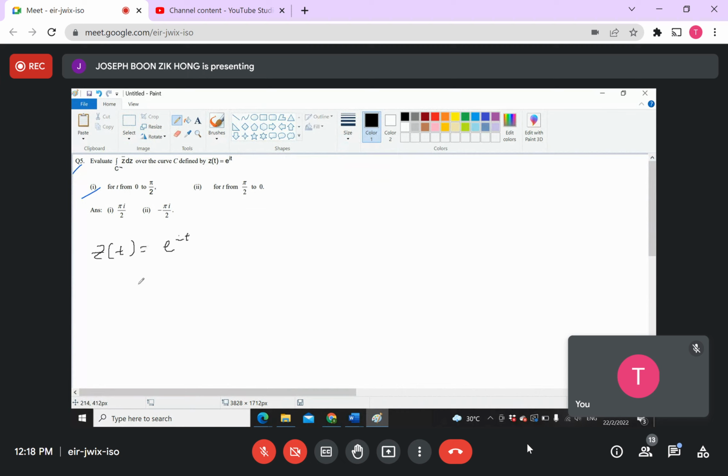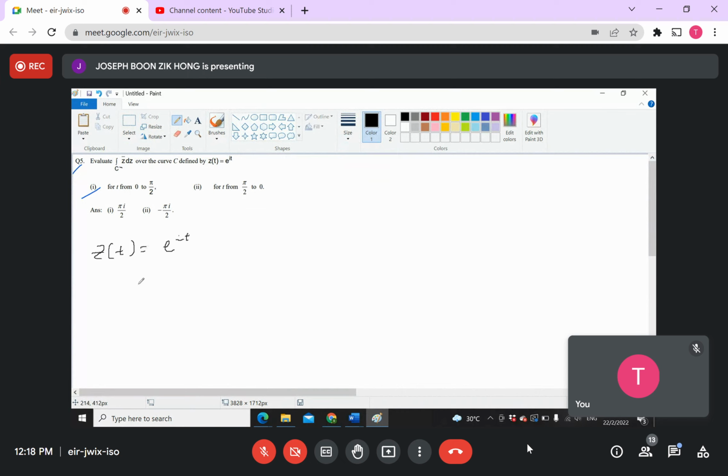So I continue. This one will become cos t plus i sine t. So that means our dz will be equivalent to negative sine t plus i cos t dt. Okay, so where your t is 0 to pi over 2.